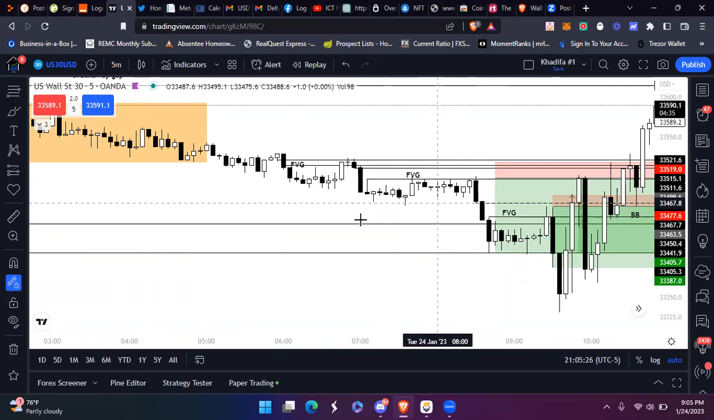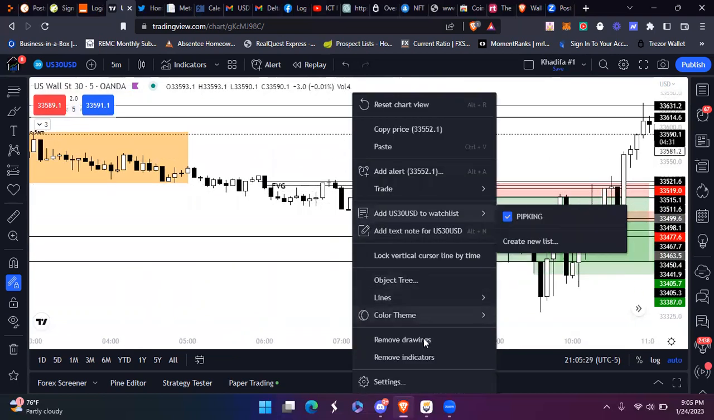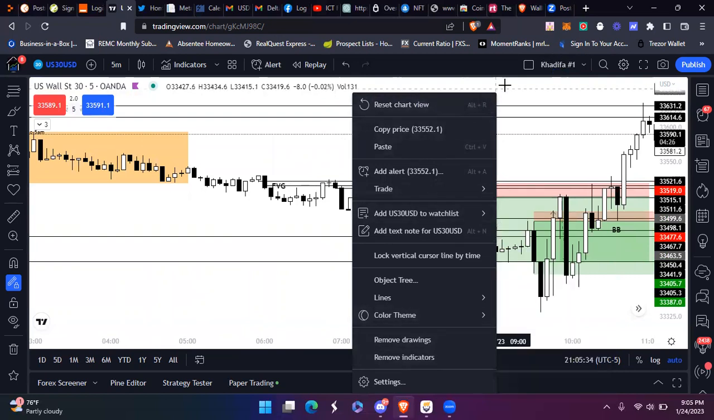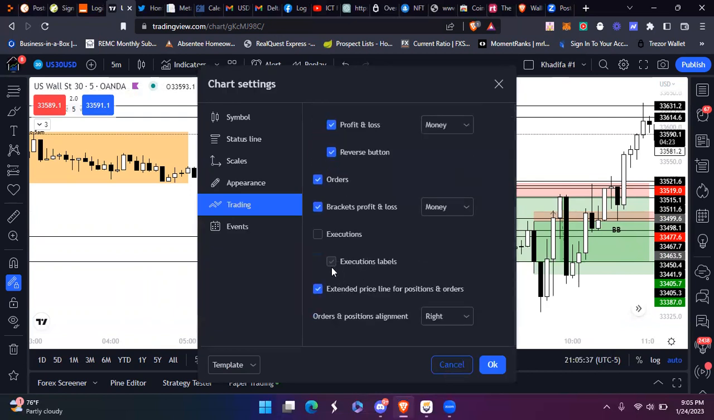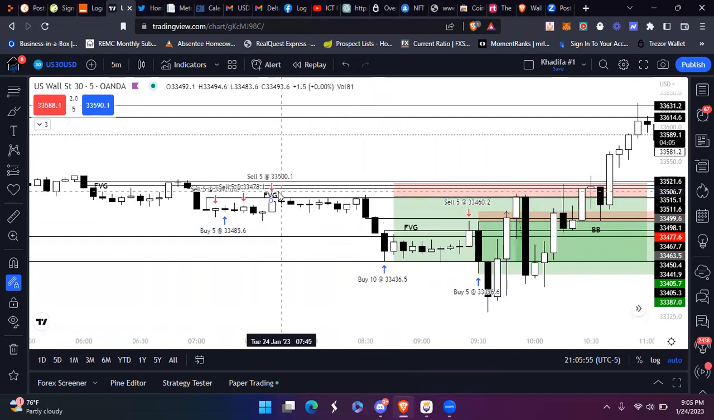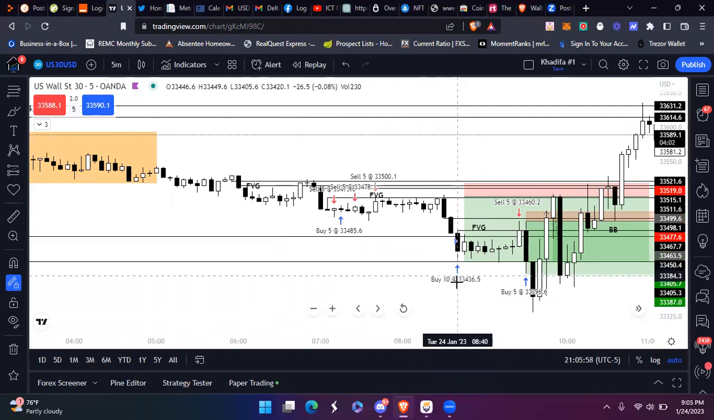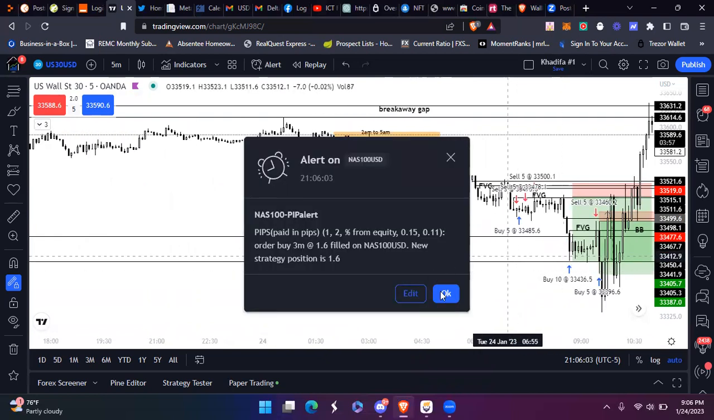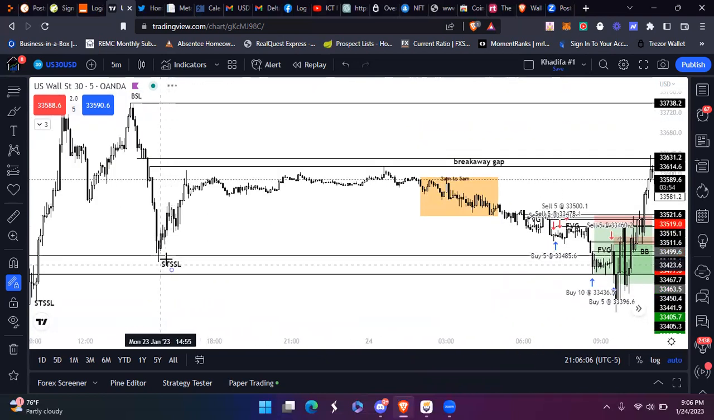You see my entry this morning was here. If I add execution to the chart, you'll see that I entered a sell here. I jumped the gun a little early here, so I sold it right here. But then I sold here 5 contracts and added another 5 contracts here. And then I closed those 10 contracts out here at my short-term sell side liquidity target here.